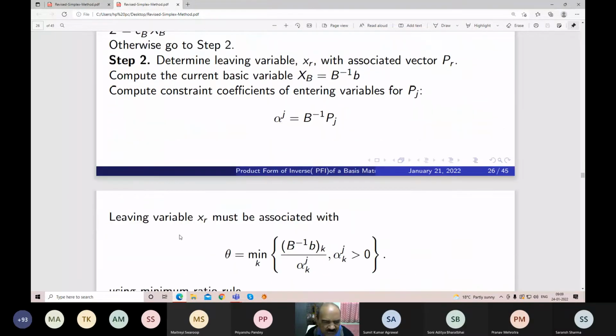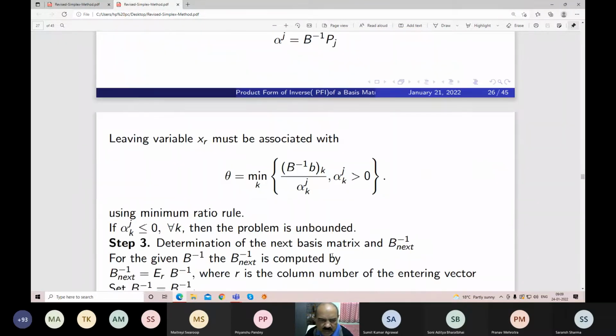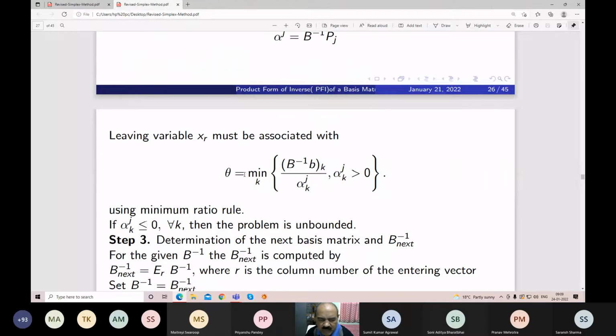Now the leaving variable xr must be associated with theta. Theta is equal to the minimum over k of B inverse into small b, the kth component, divided by alpha j, the kth component, and this denominator cannot be 0. It has to be greater than 0 using the minimum ratio rule. If you find all the elements are either 0 or negative, then we say the problem is unbounded.